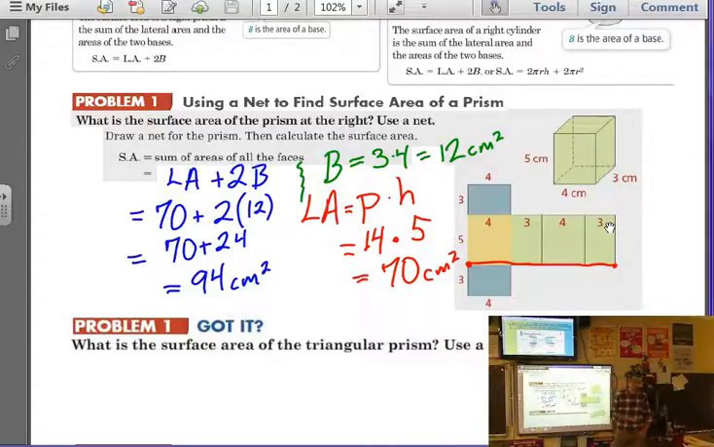This should be review from Math 8. Really, this should have started in Math 7.